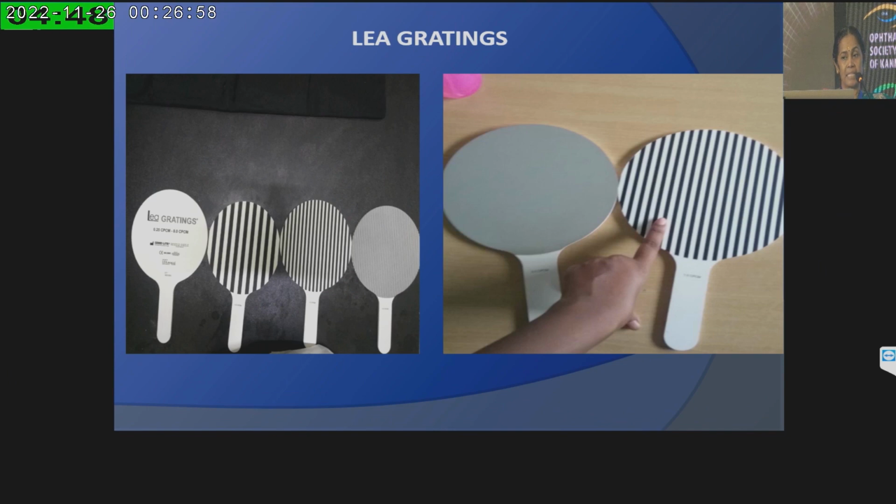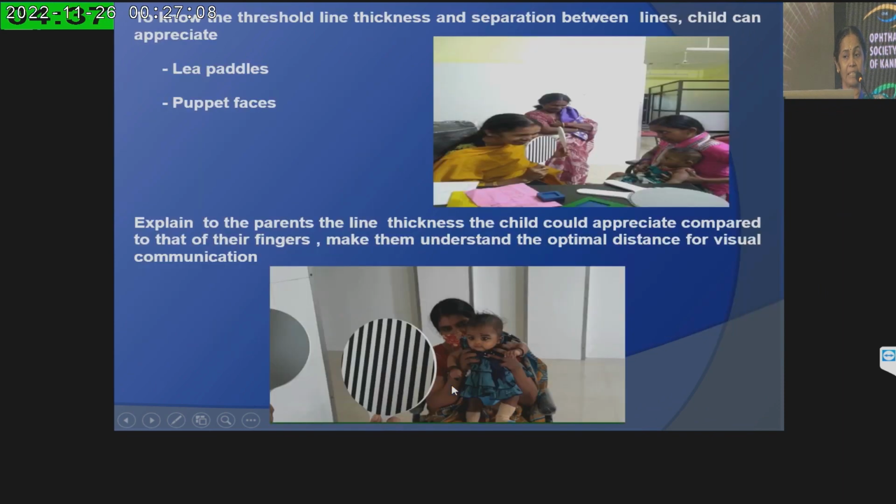And LEA gratings, you can do the assessment and compare the grating pad with the parent's finger. Explain to the parents the line thickness the child could appreciate compared to that of their fingers, which makes them understand the optimal distance for visual communication. You can use puppet faces also because they are more biological.